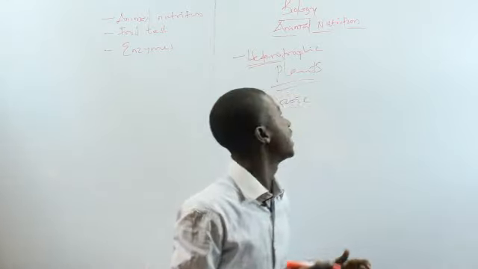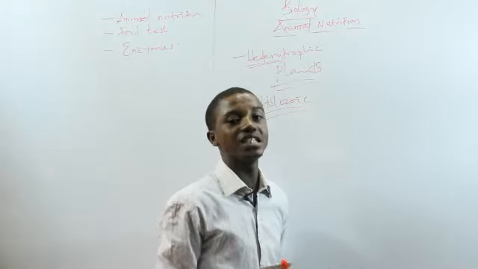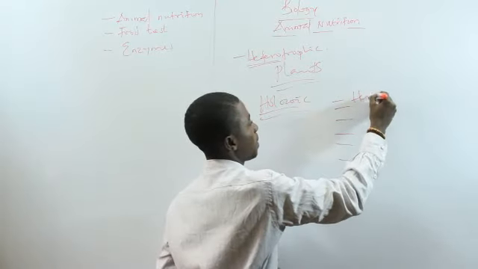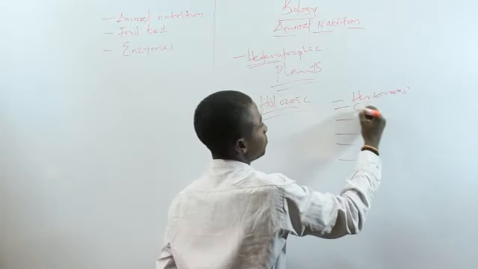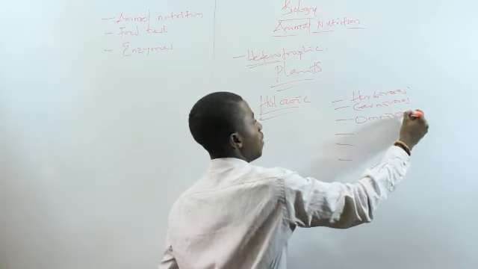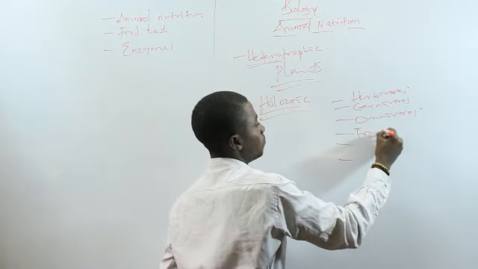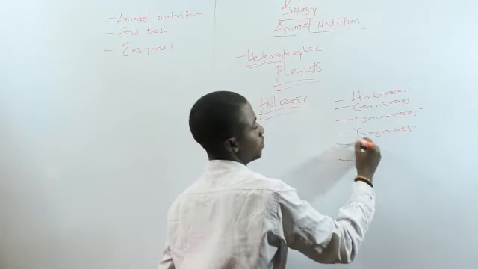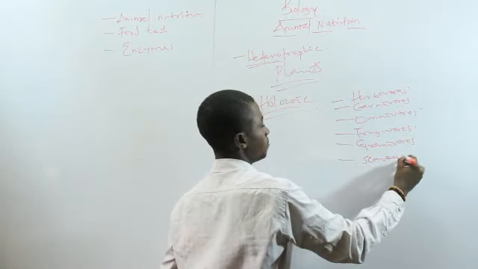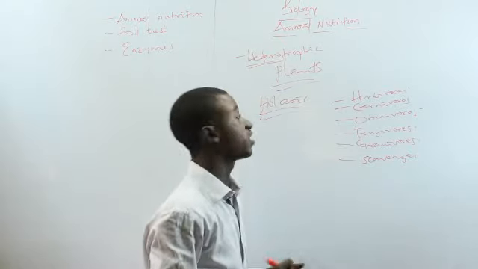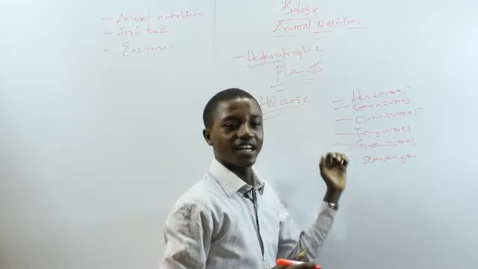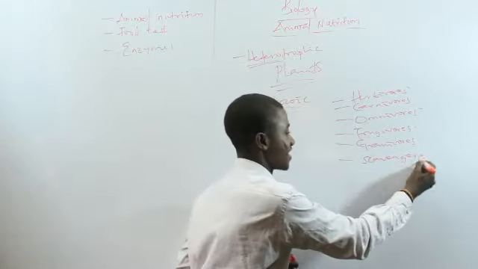And now we'll be looking at the types of feeding habits in living organisms. On that note, we have on the board herbivores, carnivores, omnivores, frugivores, granivores, and lastly scavengers.